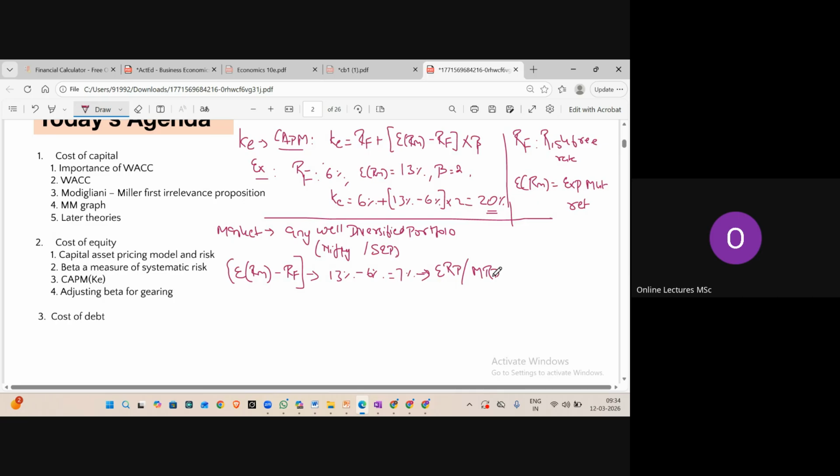This could be a trap in the exam. They could give you ERP or MRP. In that case, of course, you don't have to subtract, because it's already subtracted.